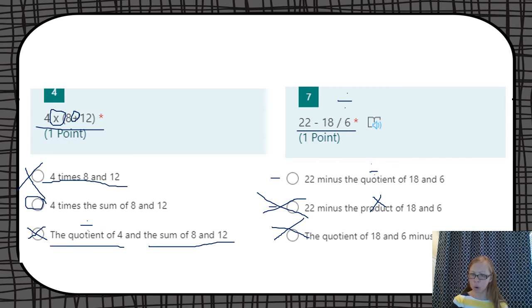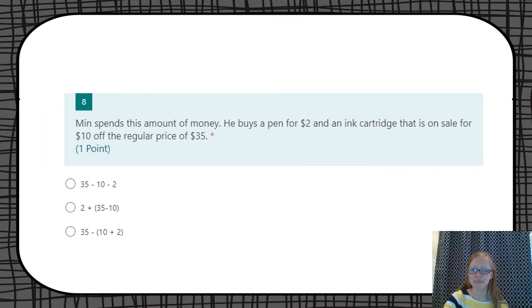Remember, if we use the order of operations, we always do what's in parentheses first, if we have any, and then exponents, which there are none in either of these problems. Then we do multiply and divide together, add and subtract together, and those go in order from left to right, same order that we read and write. So we would be doing the division of 18 divided by 6, subtracting that from 22. We can confirm this is our correct answer.